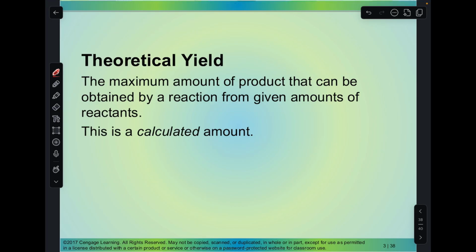And so this is how you would calculate the theoretical yield. You start with your limiting reagent, and then you go to one product. See how much your limiting reagent will make of that one product. And that is going to be your theoretical yield.